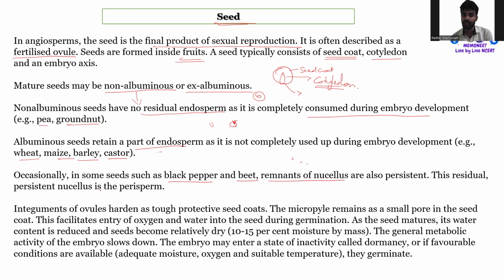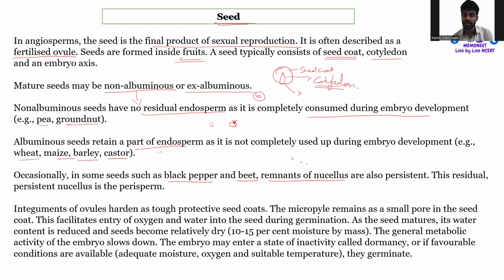This persistent nucellus is normally seen as a residual, that is, a partial kind of nucellus, which can be seen in some of the seeds such as black pepper, beet, and nuts.